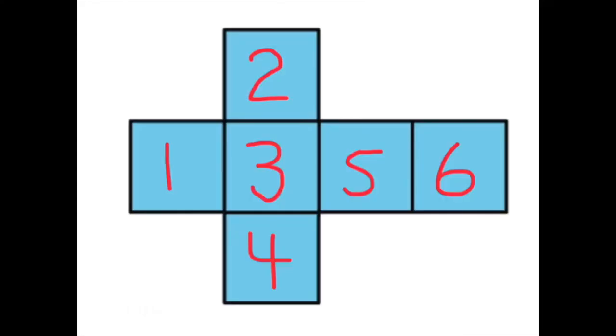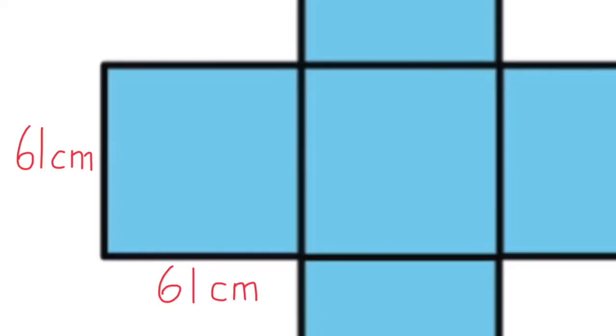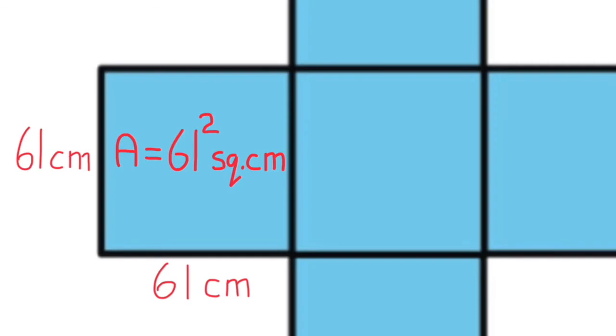In thinking about the expression that I'm going to write, I have to remember that there's 6 faces to this net. Each face, or each square, will have the dimensions 61 centimeters for its side length. Since 61 times 61 is also 61 to the second power, the area of each square would be 61 to the second power squared centimeters.